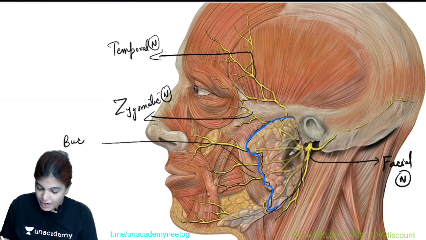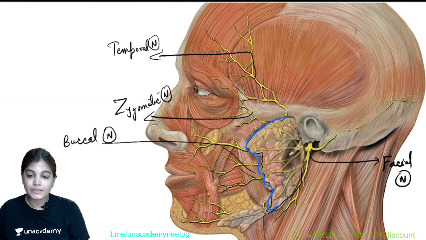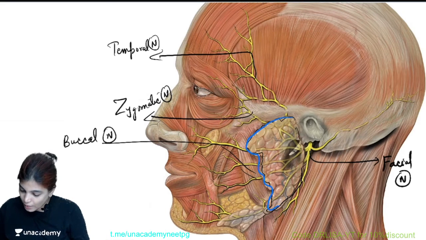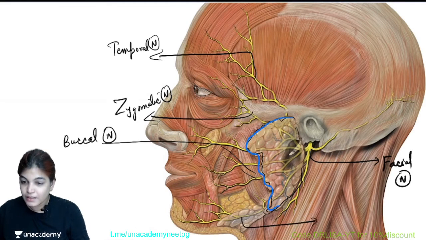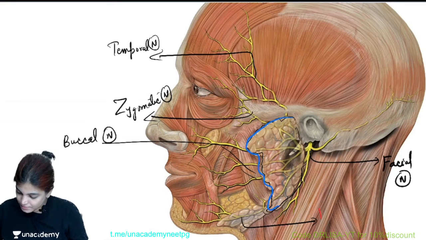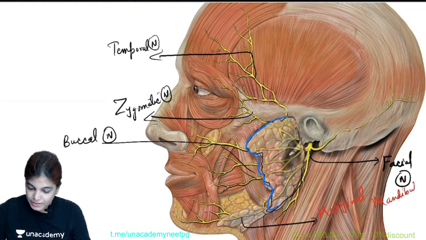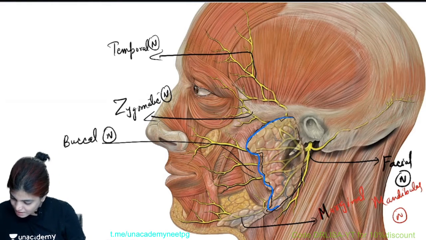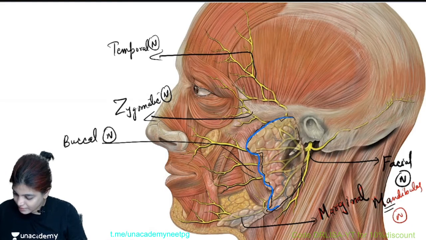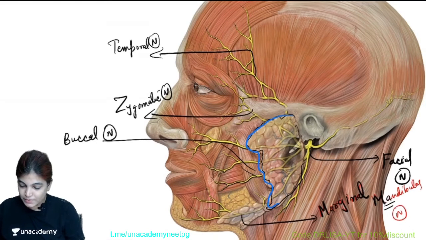Actually the buccal branch of the facial nerve is divided into upper and lower buccal in relation to the parotid duct. Lower down also we can see the branches here. This is the marginal mandibular nerve. I am using different colors so that you can visualize. This is the marginal mandibular. So I think now it is visible.